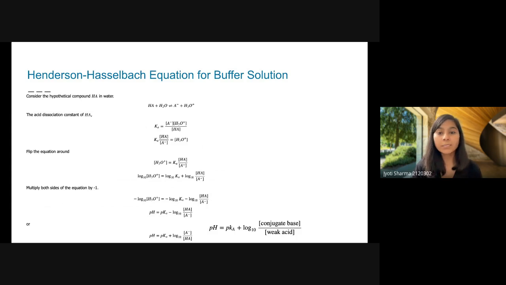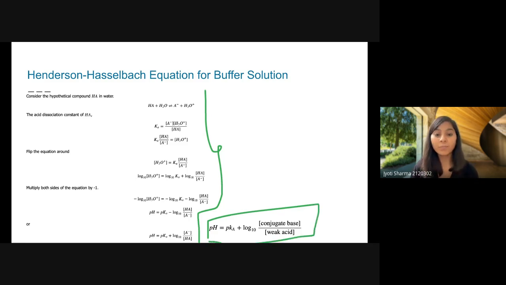Just see here, we were talking about how to calculate the pH of a buffer solution. This is the derivation. If you want me to explain it, I can explain. Otherwise, I will just tell you that based on this derivation, we got the formula for the pH of any buffer solution that has a weak acid. So if that buffer solution has a weak acid, then pH will be equal to pKa plus log10 of conjugate base over weak acid.